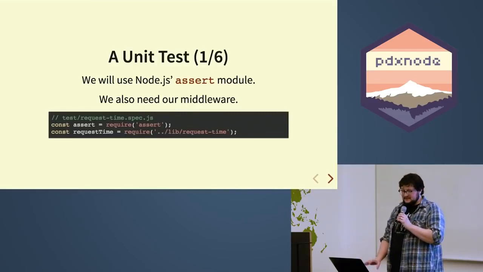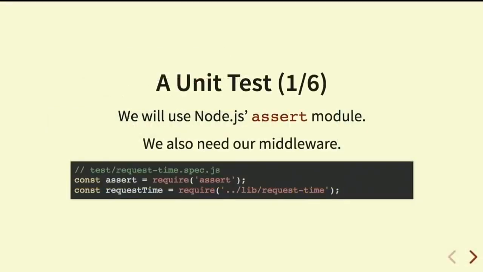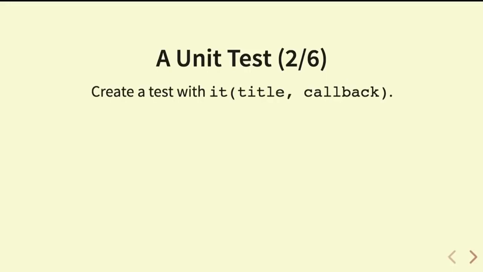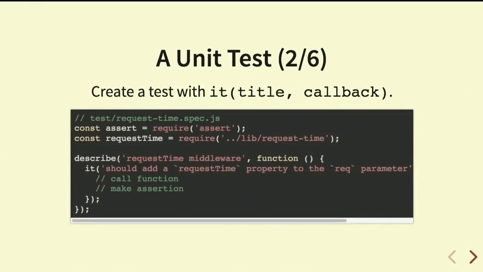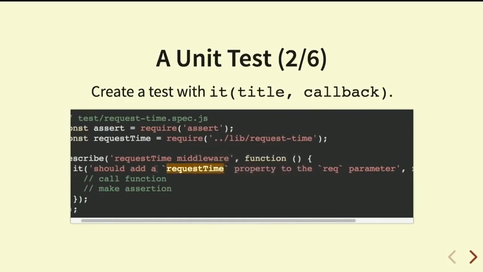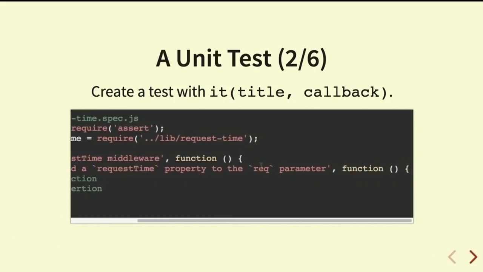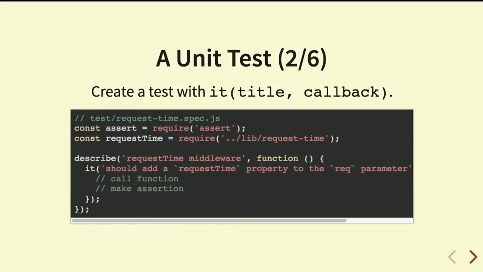And so this is our unit test file, and we're just going to pull in the assert module. We're going to pull in our middleware. And next, we're going to create a test. Before we had describe for a suite, and then in the suite body, we put a test, and you create a test with it, title, callback, very similar. Putting this together, we have request time middleware. It should add a request time property to the req parameter, which is basically all that little middleware function is doing.